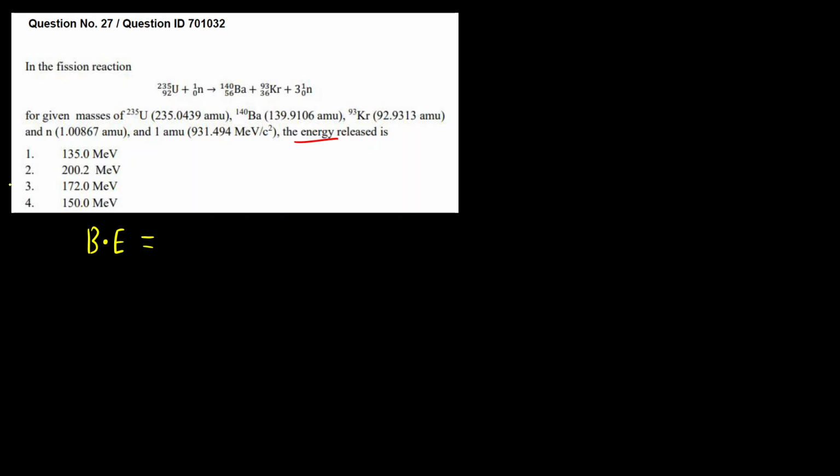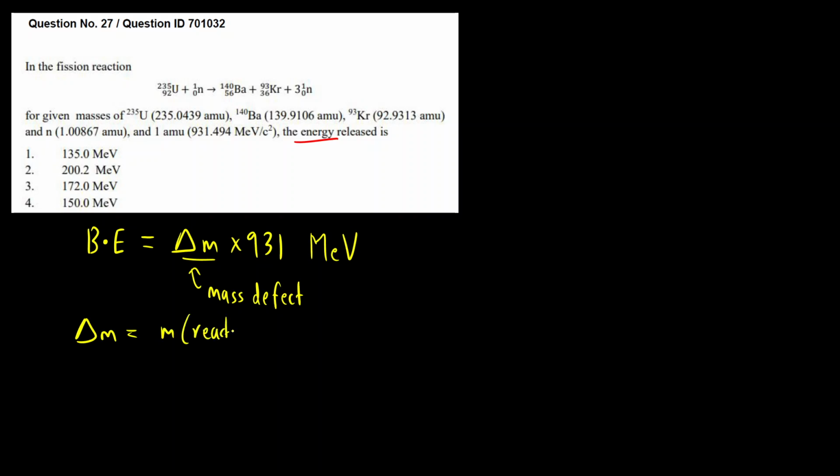So during fission, what will happen? Energy will be released. That will be equal to the binding energy. Formula is delta M into 931. Unit will be mega electron volt. Okay, so what is delta M? Delta M is mass defect. We have to find out the value of mass defect. This will be atomic masses of the reactants, okay, minus atomic masses of the products. This is the formula that you have to remember.